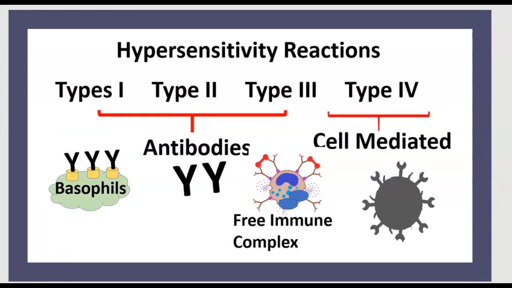There are 4 types of hypersensitivity reaction: type 1, type 2, type 3, and type 4. Type 1, 2, and 3 interfere with antibody. Type 4 interfere with cell-mediated. Type 1, antibody are fixed in basophil. Type 2, antibody are free. And type 3, there is free immune complex. Type 4, cell-mediated.